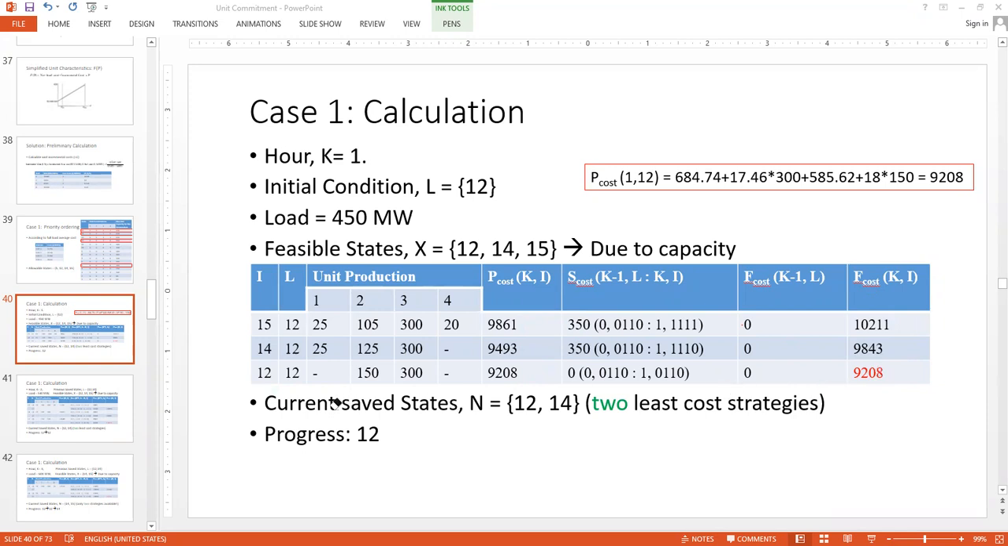Okay, so what are the currently saved states? Remember, that is denoted by N, and we choose to store only the 2 least cost strategies. So what are the 2 least cost? This is the least cost, and this is the second least cost. So we are not going to store all 3. We are only going to choose 2 of them. Remember, this choice is completely arbitrary for the time being, and that choice might vary from problem to problem.